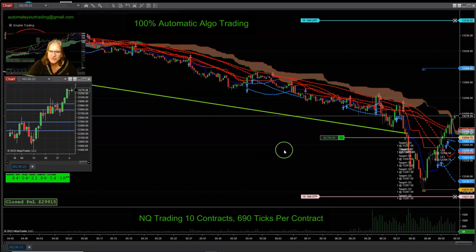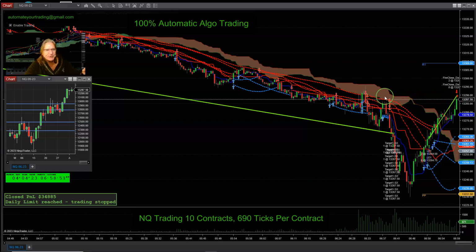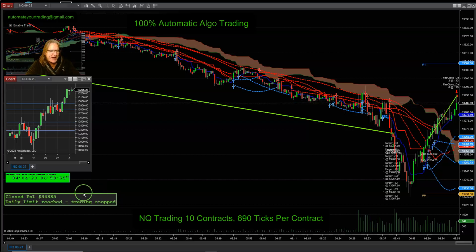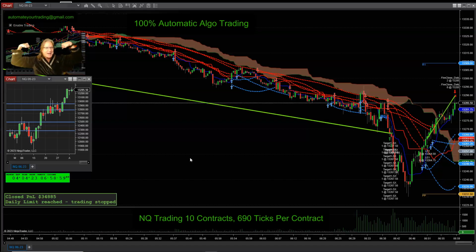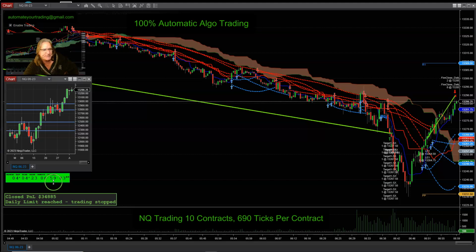Checking in on this trade, we've continued to go long, and we'll check back on it in a little bit. Okay, couldn't catch it fast enough. You see right here, just hit our target. Boom! 34,885. Daily limit reached. Trading stop. Strong automatic trading this morning. 4/4/23, 6:59 a.m. Pacific time.